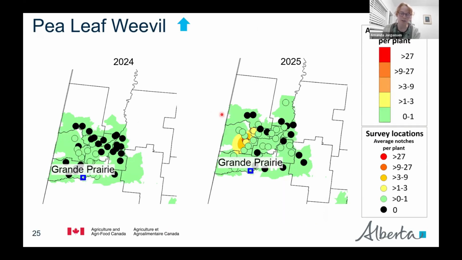Taking a closer look in the Peace region here, we do see that we have a bit of an increase in pea leaf weevil. Each of these dots here is one spot where we surveyed.